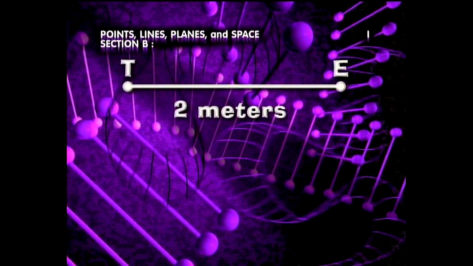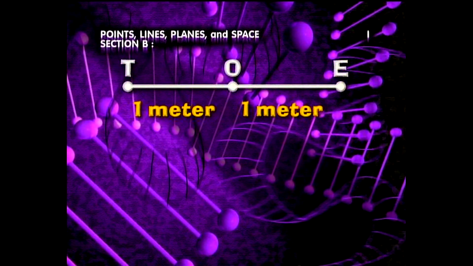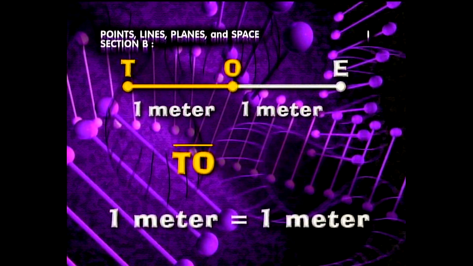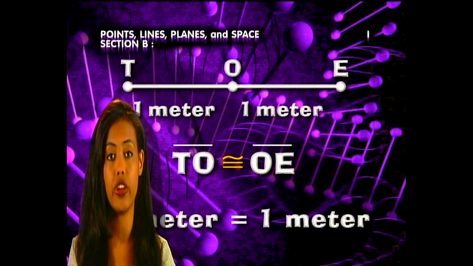Let's say that segment TE is 2 meters. It has a midpoint, O. So its two halves, segments TO and OE, have the same length, 1 meter. To put this in terms of geometry, we'll say that the lengths of segments TO and segment OE are equal. 1 meter equals 1 meter. However, the segments themselves, not their measurements, are congruent. Segment TO is congruent to segment OE. This symbol means congruent. Congruence is very important in geometry.